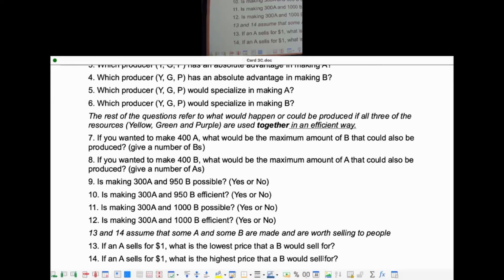But they are asking for numbers, right? They're asking for numerical answers as well. So 7 and 8 are asking for numerical answers. 9, 10, 11, and 12 are asking you to maybe interpret some numbers. You may have to do a little bit of number crunching there. 13 and 14 are asking you for numbers, but they're probably easier to do than you think.